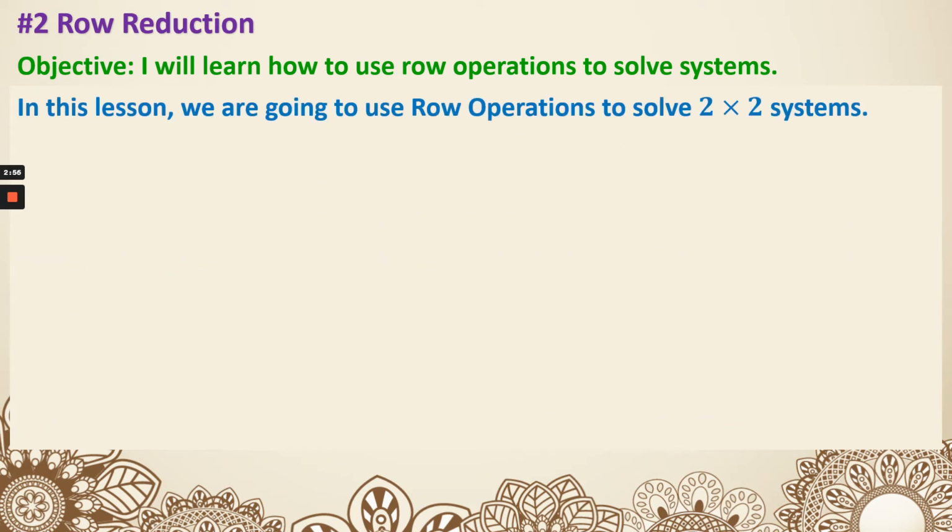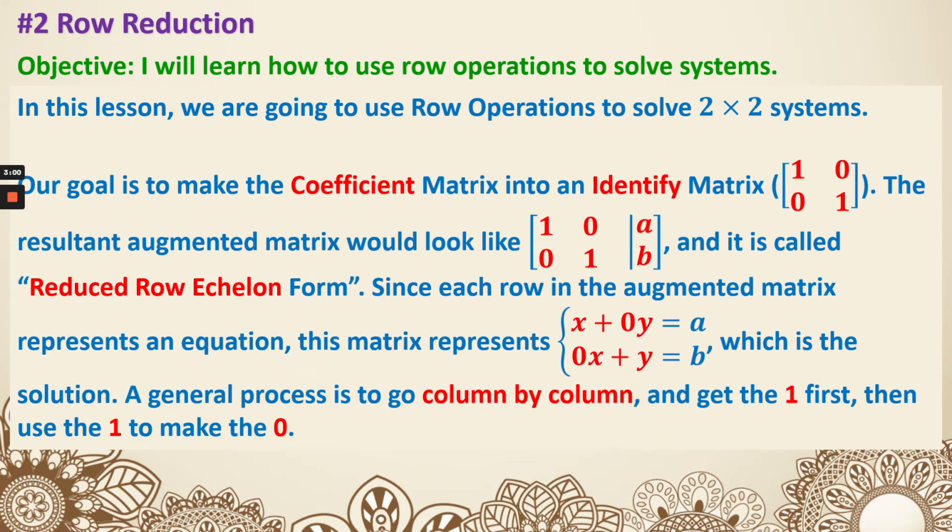In this lesson, we are going to use row operations to solve 2x2 systems. Our goal is to make the coefficient matrix into an identity matrix 1, 0, 0, 1. This portion is a coefficient matrix. The resultant augmented matrix will look like, that's our coefficient matrix on the left, 1, 0, 0, 1. On the right are just two numbers, and these are the answers for our system.